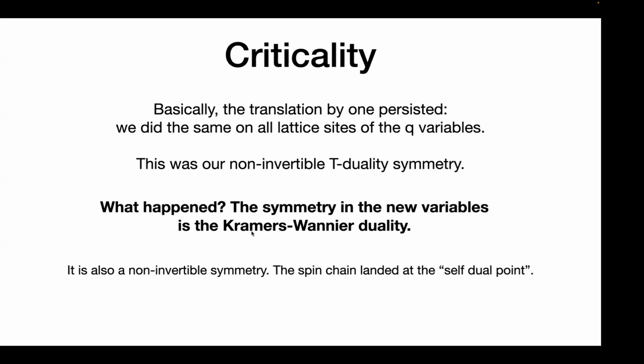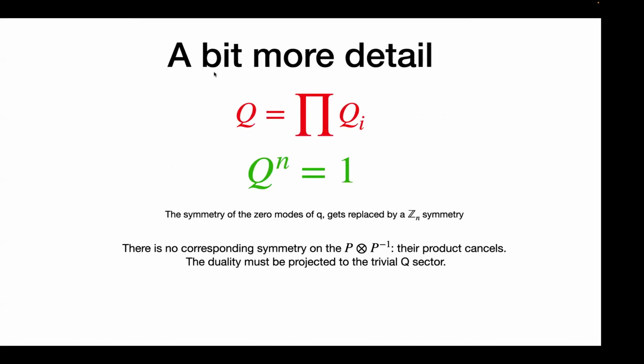So what happened is that the symmetry in the new variables that changes Q to P cross P inverse is what people call the Kramers-Vannier duality. It's also a non-invertible symmetry, and the spin chain landed at the self-dual point, meaning at the place where the Kramers-Vannier duality is actually a symmetry of the Hamiltonian. And then in a bit more detail, the product of the Q's is a symmetry, and Q to the n is equal to 1, so you have a Zn symmetry.